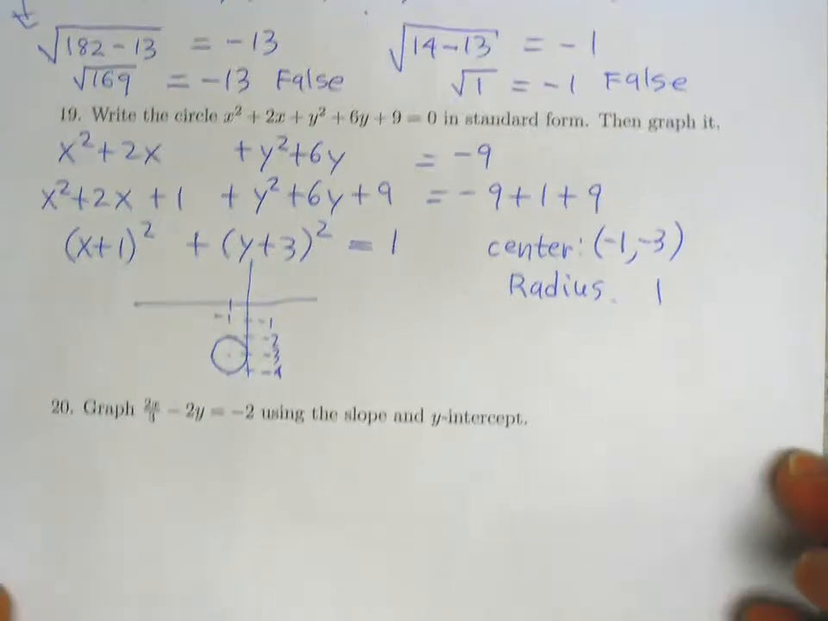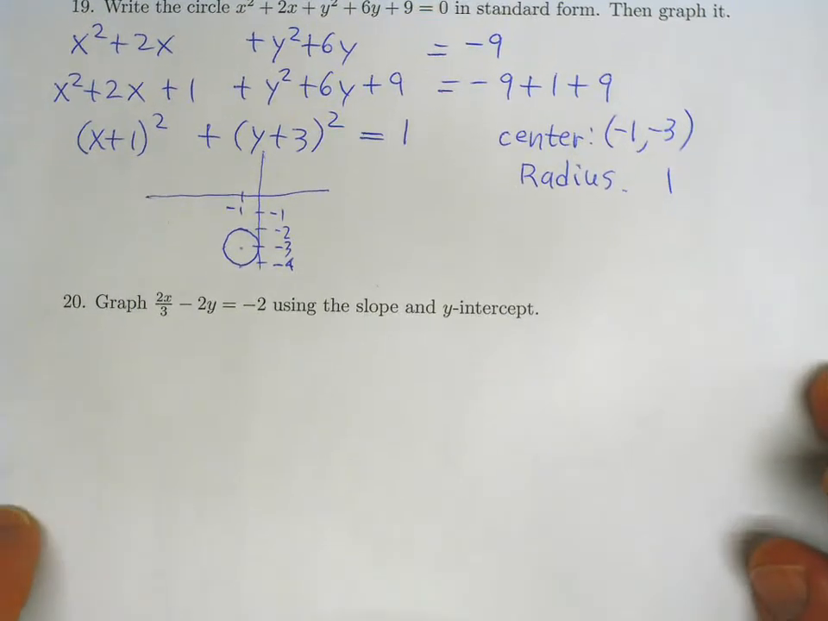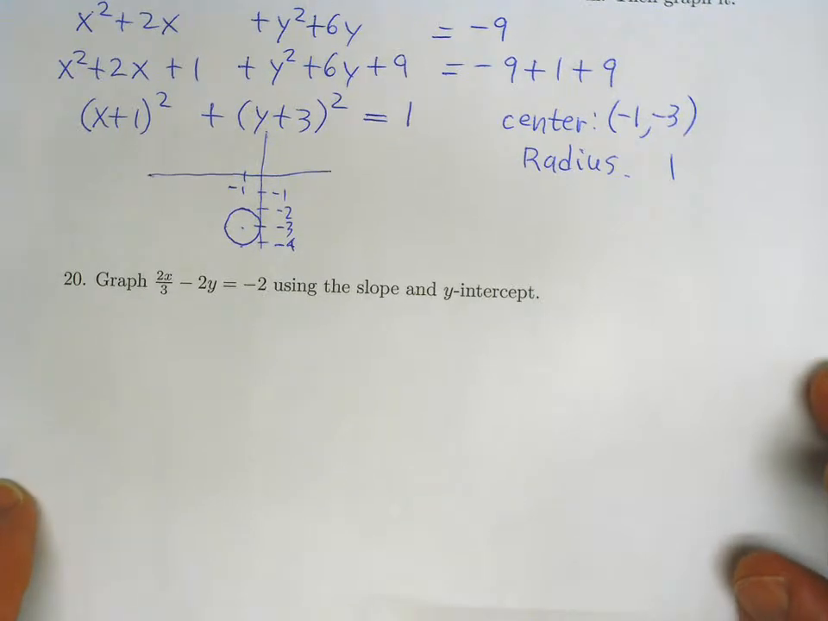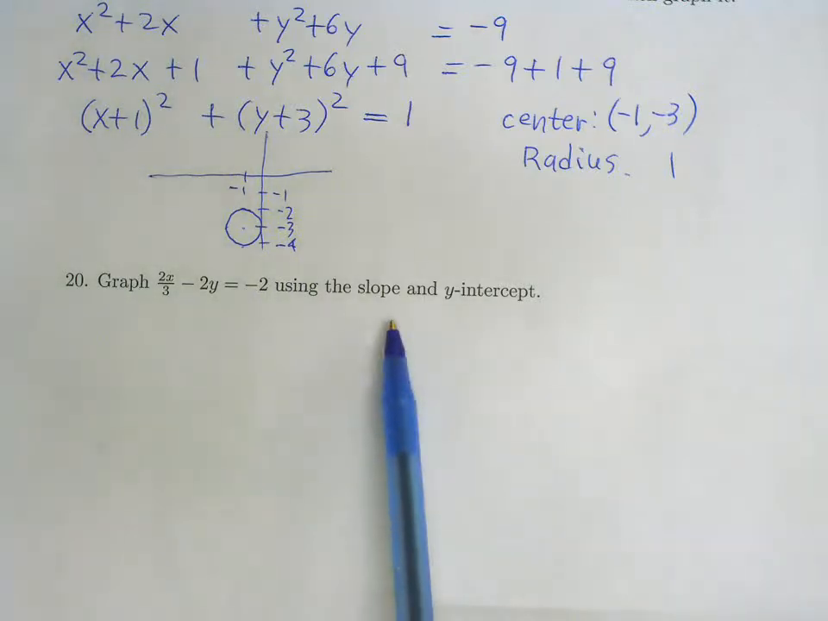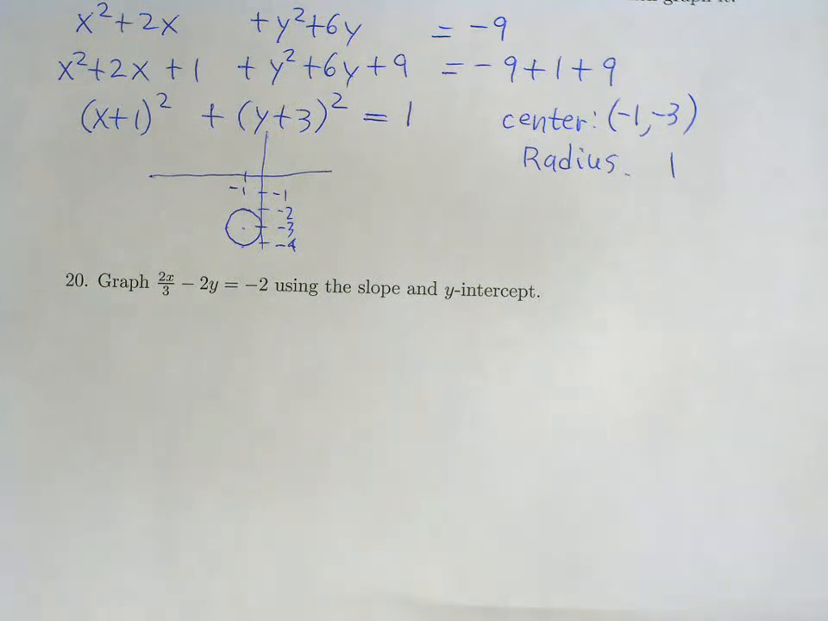Okay, number 20. Graph the line 2x divided by 3 minus 2y equals -2. But it says graph it using the slope and the y-intercept.